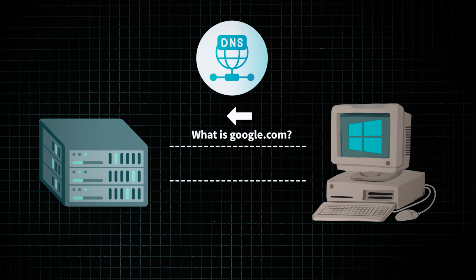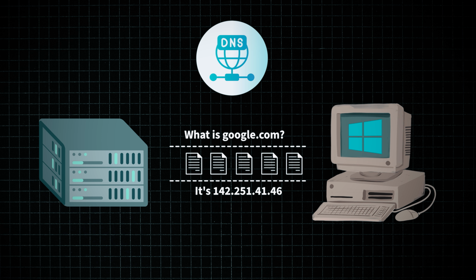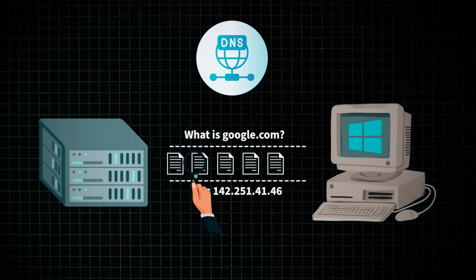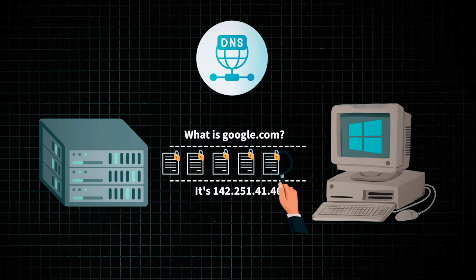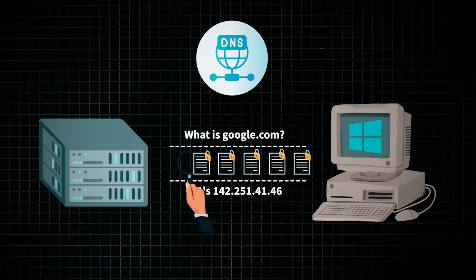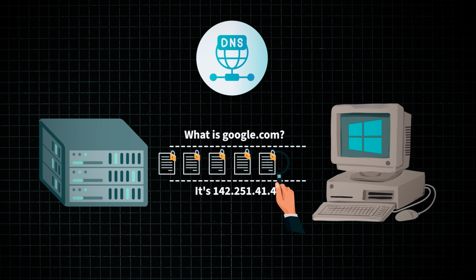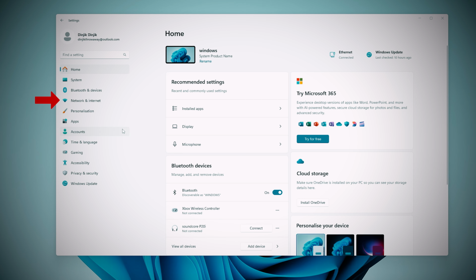Every time you visit a website, your PC asks a DNS server to translate the site's name into an IP address. And by default, these DNS requests are not encrypted, meaning that your internet provider or other people on your network can see which sites you're visiting. And turning on DNS over HTTPS will encrypt these requests and keep your browsing private and secure from other snoopers. And here's how you can turn this on.